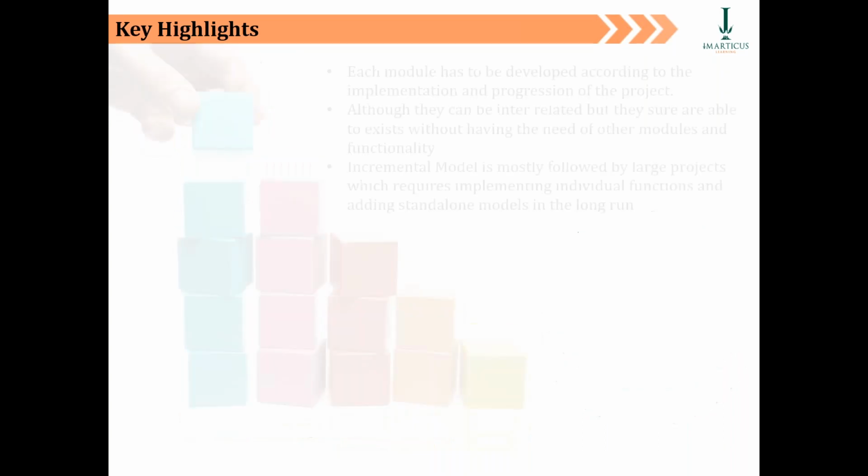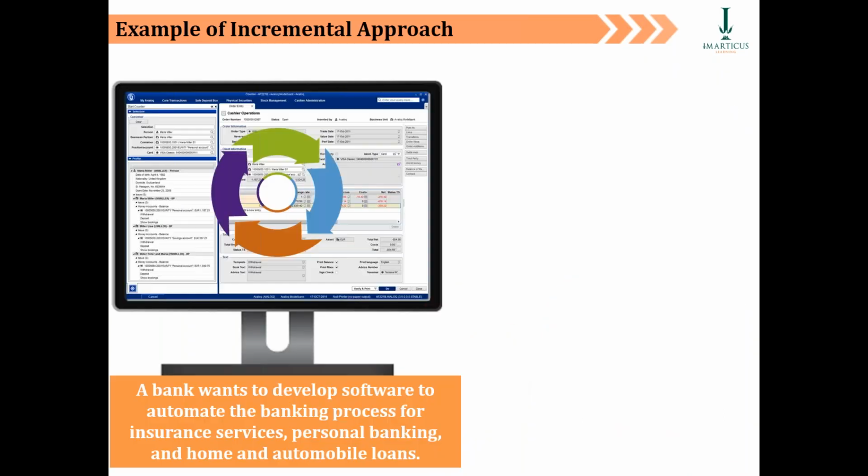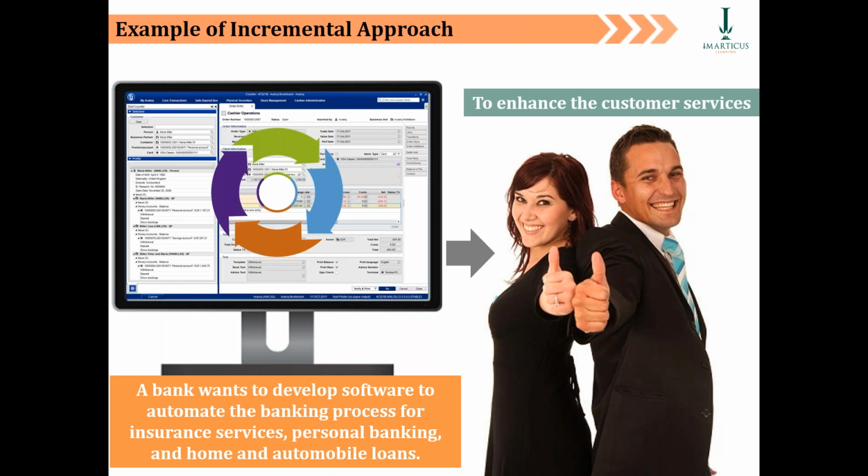Let me give you an example. Now a bank wants to develop software to automate its banking processes. What are the processes? Insurance services, personal banking, home loans, automobile loans, etc. Remember, the total technology change which is coming in is across all departments. But if we use waterfall, we will shake up the whole bank's platform of technology. And obviously, it will impact its business cycle as well.